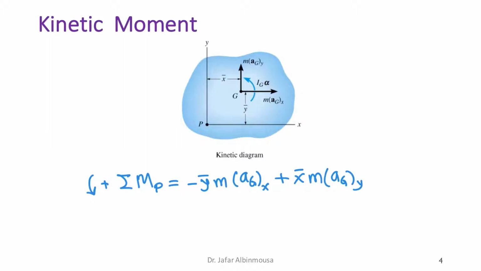Again, this is because it causes counterclockwise rotation, which is positive. And finally, we have I_G alpha. So again, what we have here is the sum of all moment about point P, which is equal to the sum of all kinetic moment about P.